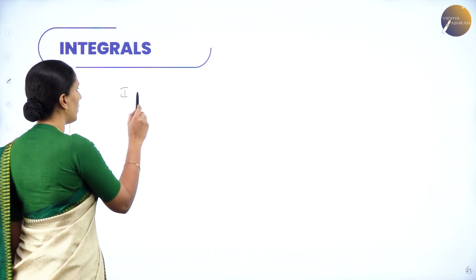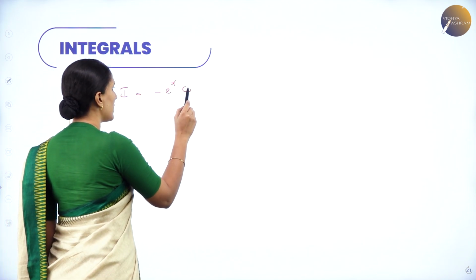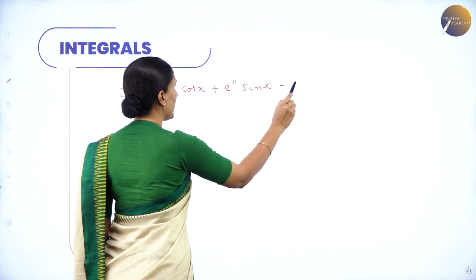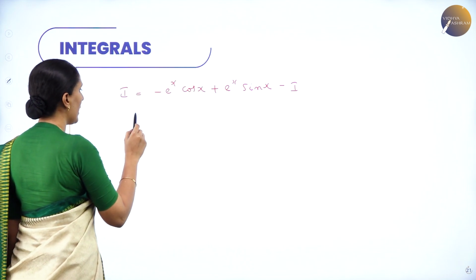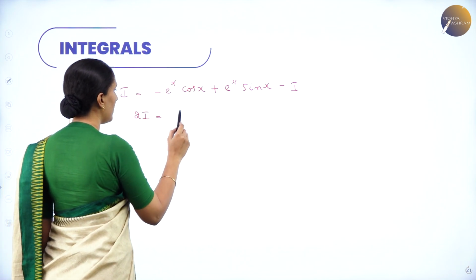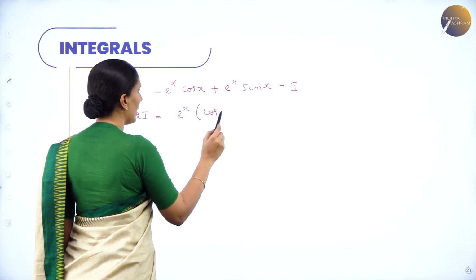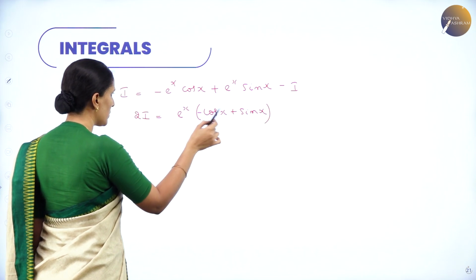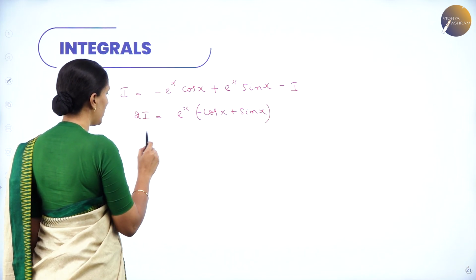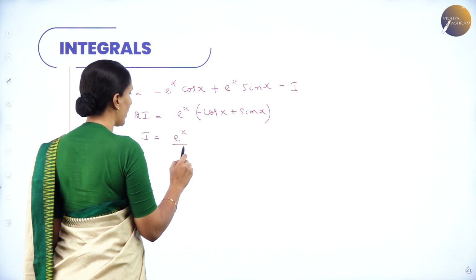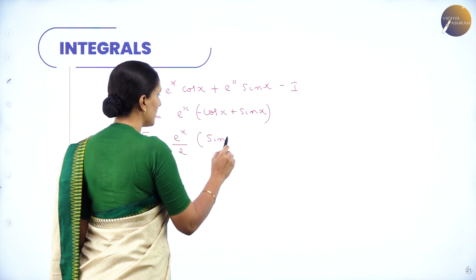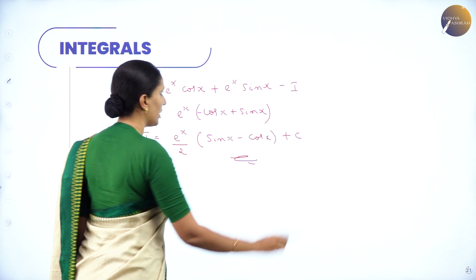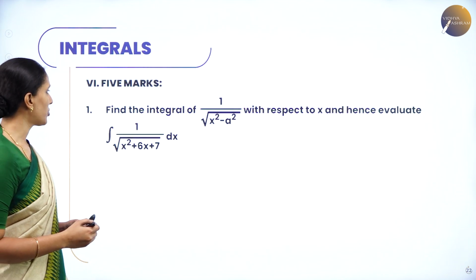Then I is equal to minus e power x cos x plus e power x sin x minus I. So I plus I is 2I. I'll take e power x as a common factor. Then I'll get minus cos x plus sin x. So interchanging the terms, and dividing by 2, I'll get I is equal to e power x divided by 2 times (sin x minus cos x). So this is the value of the given integral. Now we have 5 more questions here.